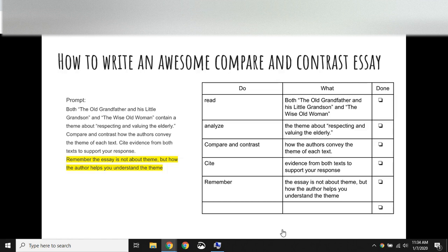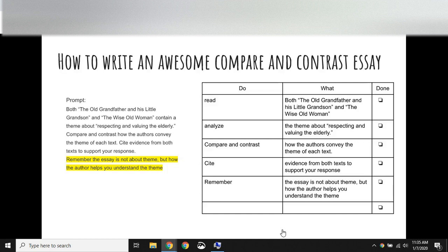Next, straight from the prompt, compare and contrast. What am I comparing and contrasting? I'm comparing and contrasting how the authors convey the theme of each text. While I'm doing that, I have to cite, what do I have to cite? Evidence from both texts to support my response.